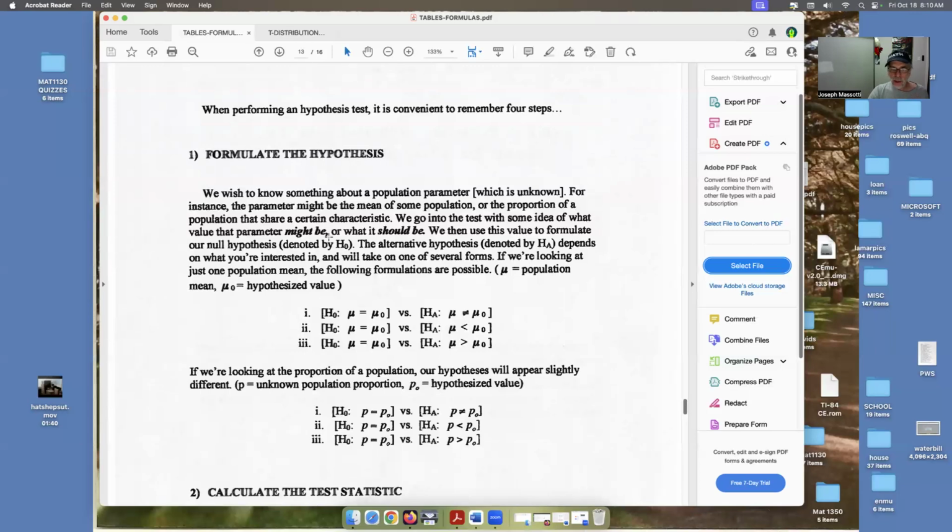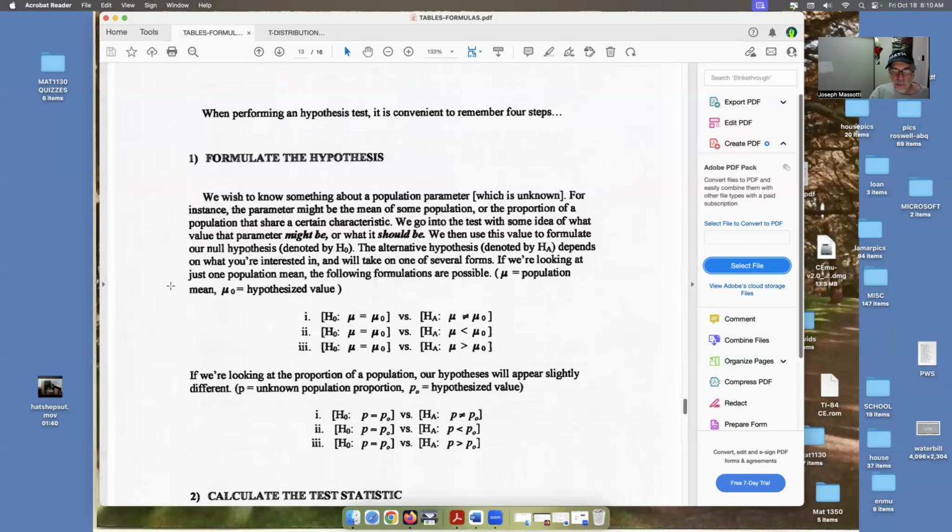And another thing I want to mention is, think about, in the USA, we have a justice system that supposedly works on the premise that everyone is innocent until proven guilty, right? That's the premise. Innocent until proven guilty. That's really a hypothesis test, right?